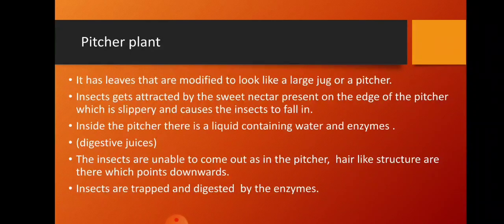Once the insect slips and falls into it, it is unable to come out of the pitcher because inside there are many hair-like structures pointing downwards. So the insect is unable to fly and come out. The insects are trapped and digested by the enzymes present in the digestive juices, and the pitcher plant obtains its supply of nitrogen through the digested insect.